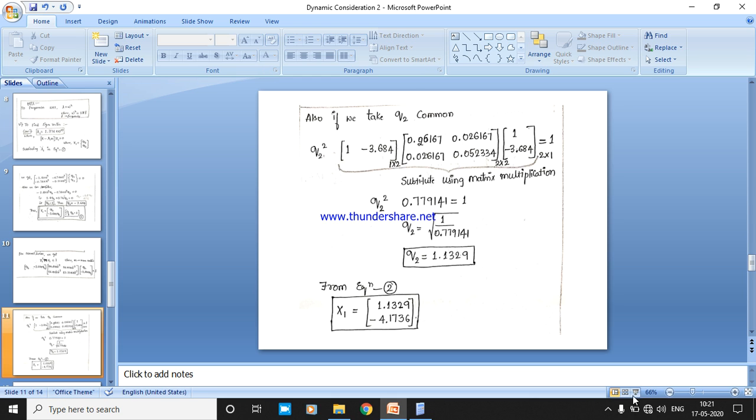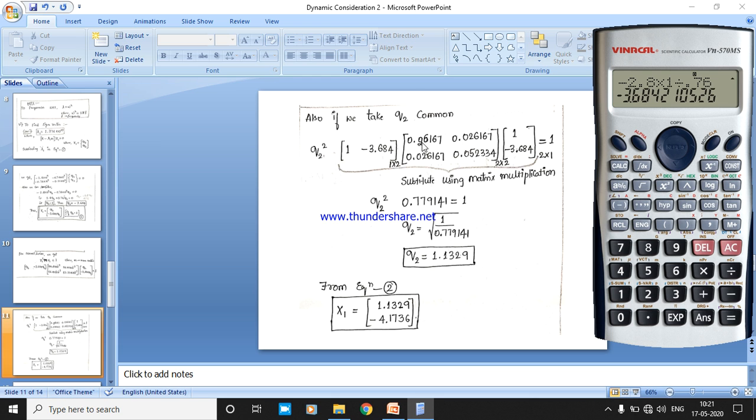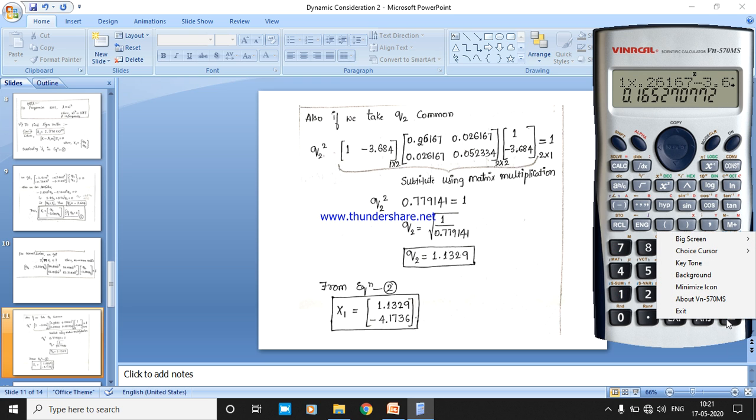So now how to solve this? 1 into 0.267, 1 into 0.26167, 1 into this and this into this, minus 3.684 into 0.026167 is equal to, how much did I get?